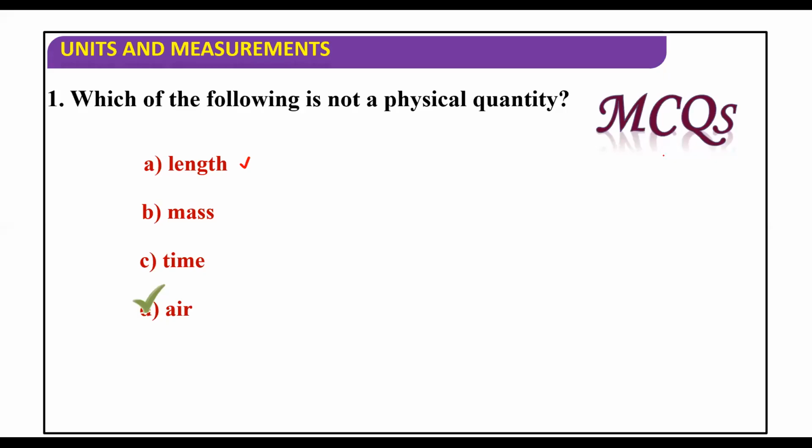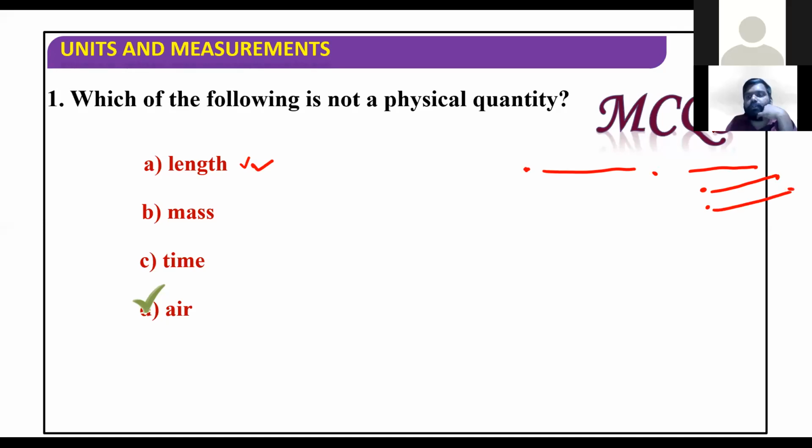Which of the following quantities is not a physical quantity? Length, mass, time, and air are given. From the given options, we can measure the length between 2 points, either the length of a road, the distance between 2 points, or the distance between two cities. All these distances can be measured, right?